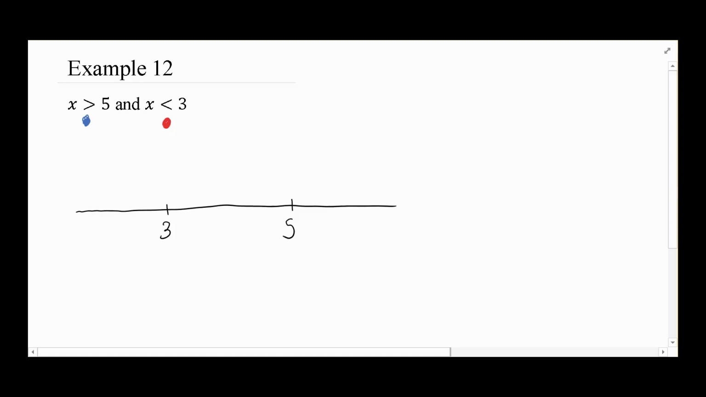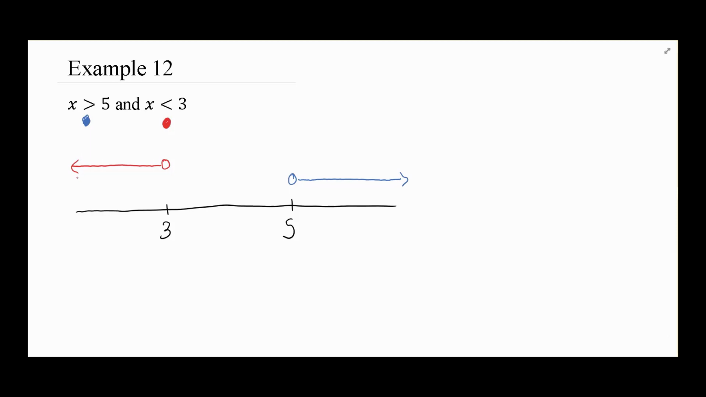So we broke the number line up into 3 chunks. We're going to do each of these graphs above the number line. The first one was greater than 5, so we're not including 5. We shade everything to the right. For the red one, we don't include 3. We shade everything to the left.